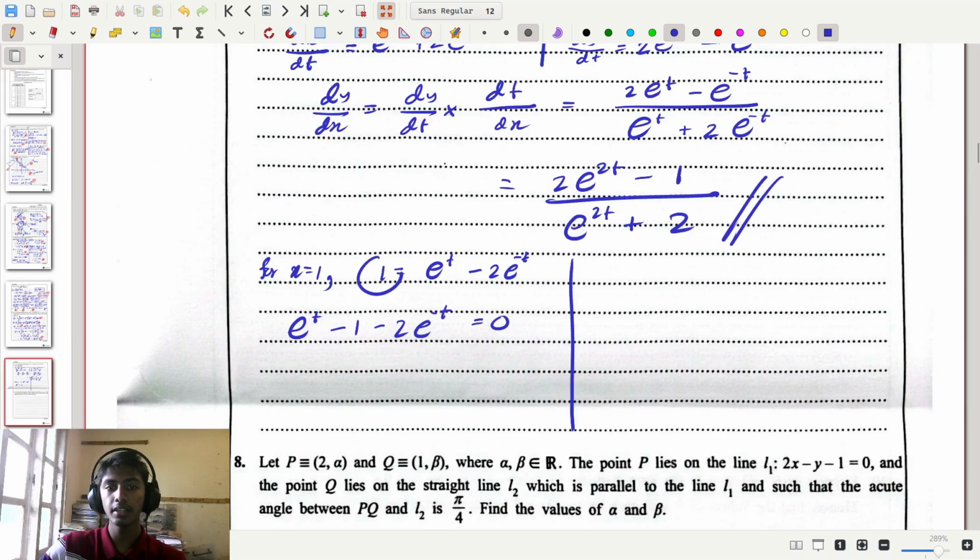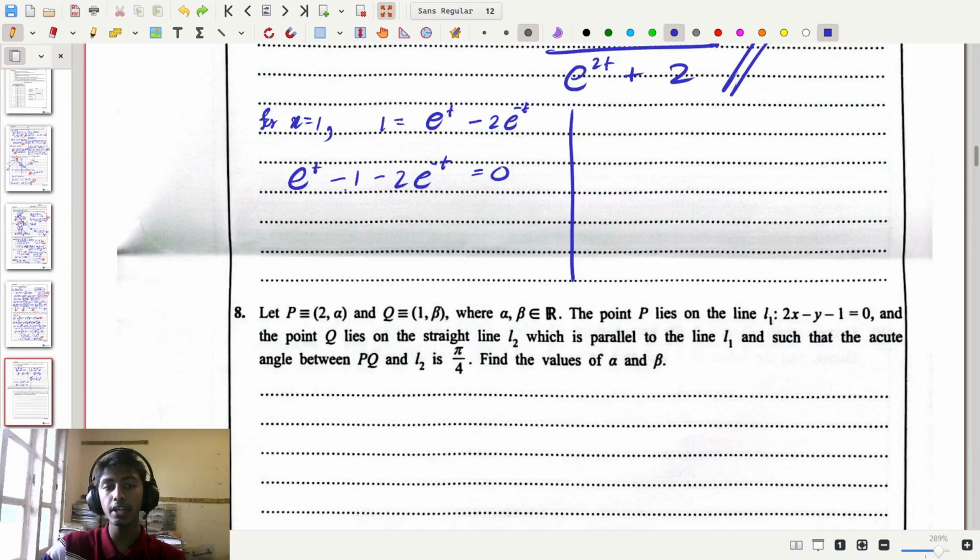If I just take this minus 1 to the other side and equate it over to 0, we can see we now have this equation here. Now note what happens if I multiply everything in this equation by e to the power of t. The first term is going to become e to the power of t squared. The second term is going to become minus e to the power of t.